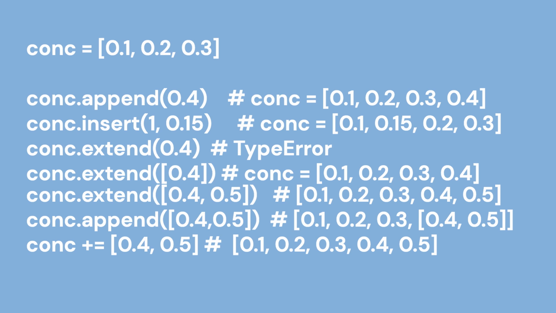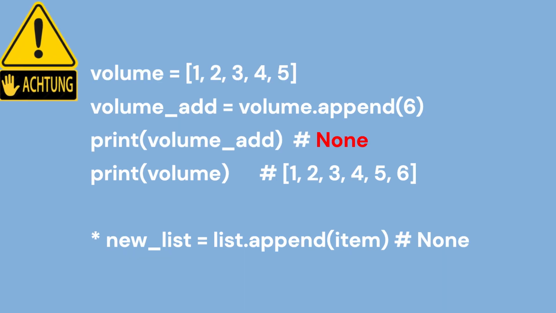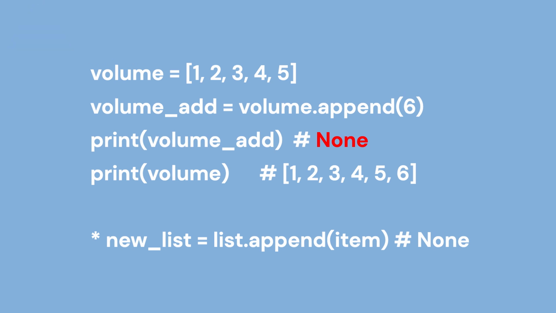You can think of .extend as the augmented concatenation operator, like plus equals for lists. Achtung! Append modifies the list in place and returns None. So if you do new_list = list.append(item), you are assigning nothing.